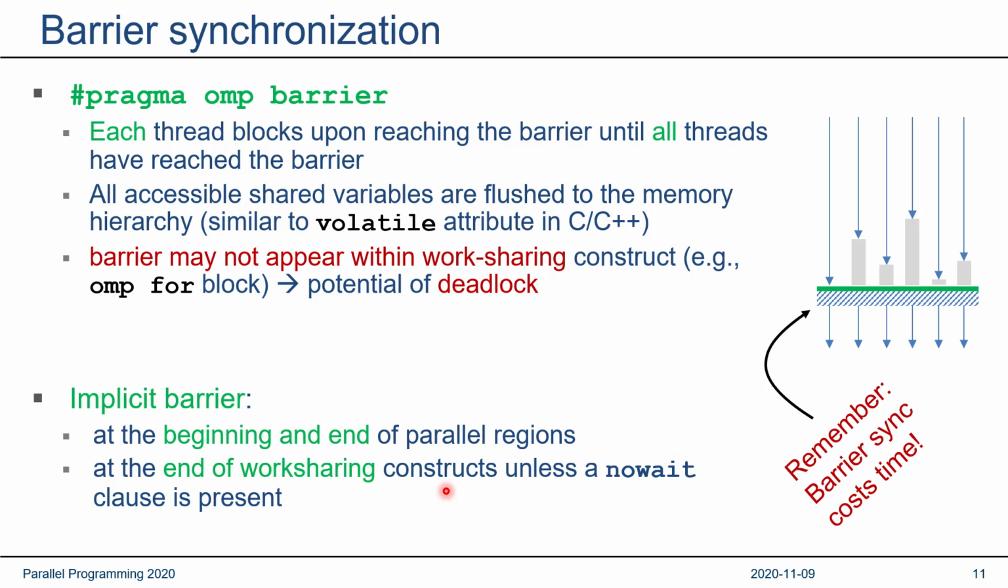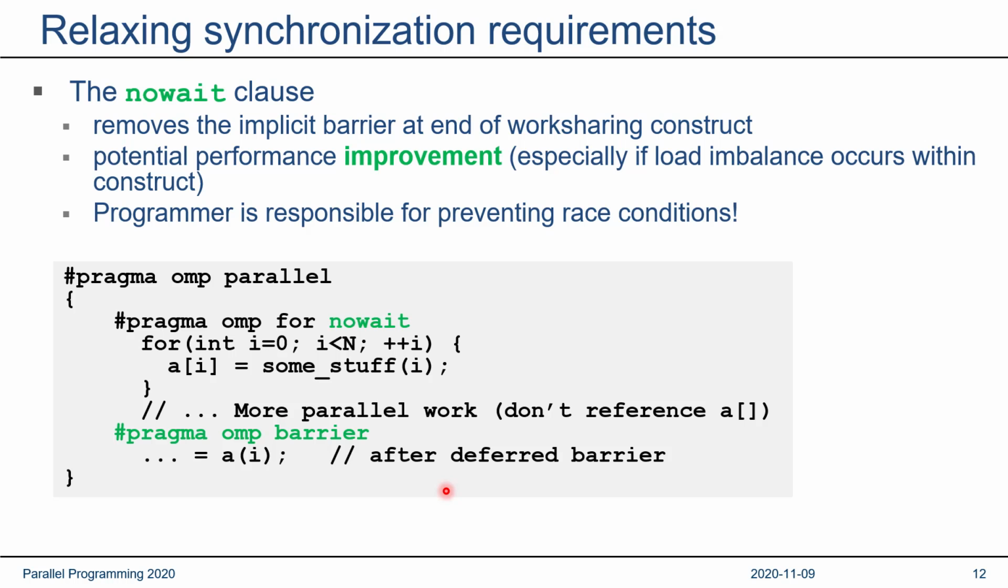Of course, it's important to know how much time it costs, typically a couple of thousands of cycles, depending on the number of cores that you synchronize, and depending also on the quality of the implementation. And then if you know how long your work takes that you do before you encounter the barrier, you could already estimate whether the barrier is a problem or not. If the barrier is a problem, then OpenMP gives you a way to circumvent it in certain situations where it's allowed. And this way is the no-wait clause.